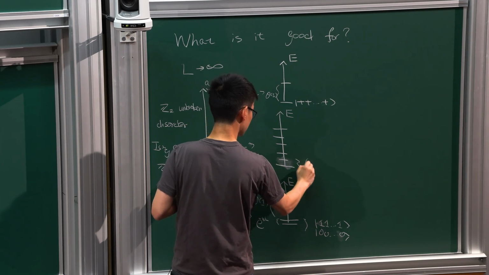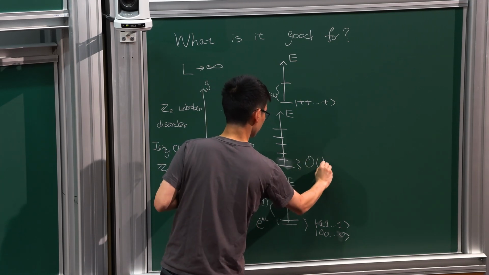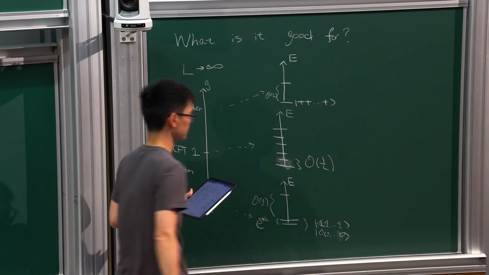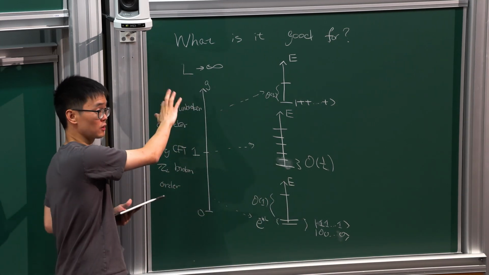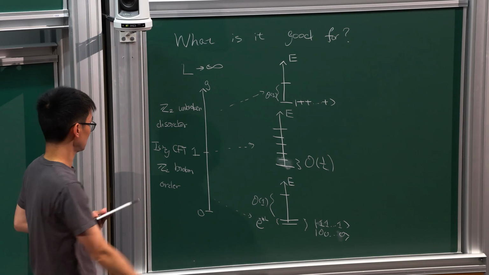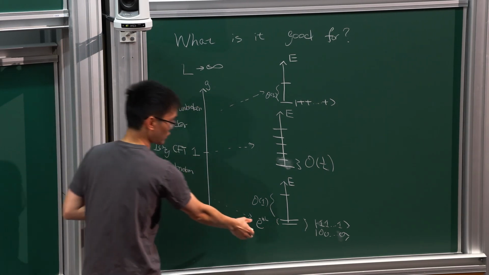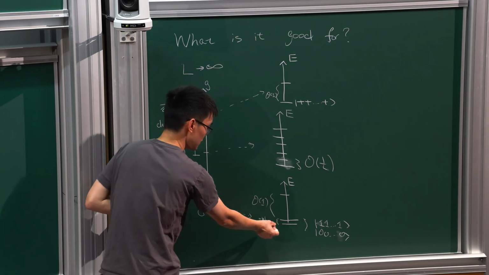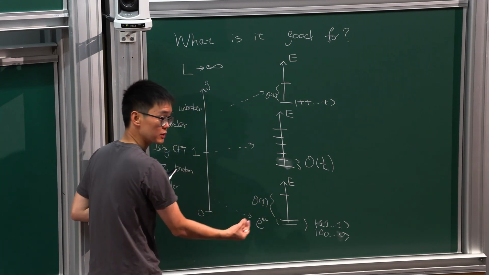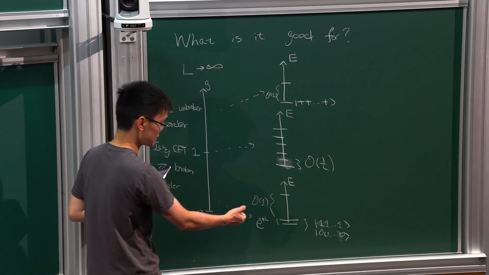Where the gap scales like 1 over L. Okay. So this is the phase diagram for the ordinary transverse field Ising model. Right? You have a gapped phase here, you have a gapped phase there. In this region, you have two low-lying states. Their energy splitting is exponentially small in the volume, in the system size.